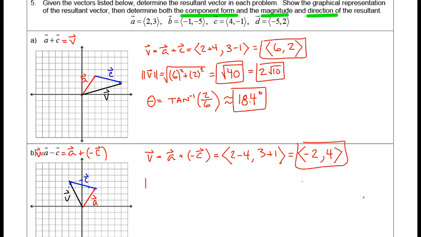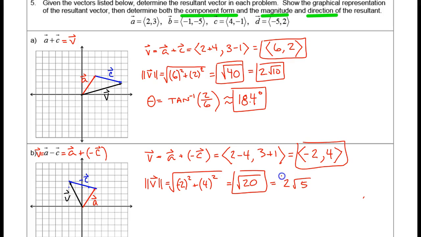Vector V goes 2 to the left and then 4 up. The magnitude of vector V is equal to the square root of 2 squared, or -2 squared, which turns into a positive value, plus 4 squared. Square root of that equals square root of 20. And I'm okay if you leave it like that, but if you feel so compelled, you may turn that into 2 root 5, which is the simplest radical form. I've factored out a perfect square factor of 4 and taken the square root of that.